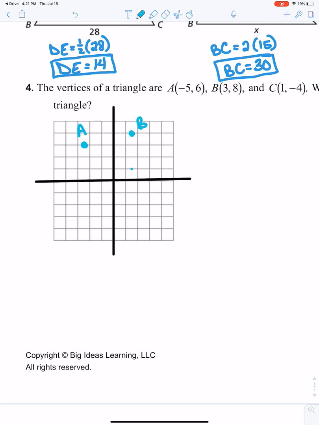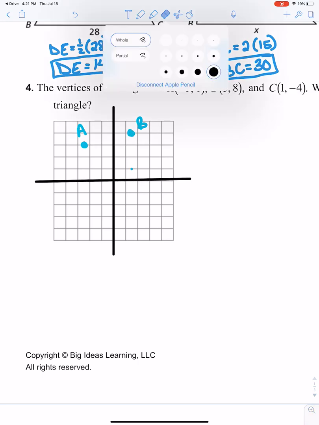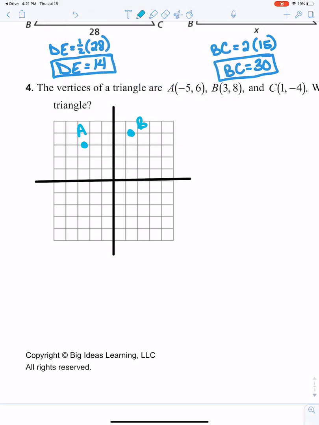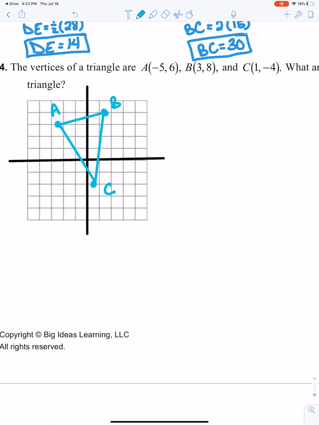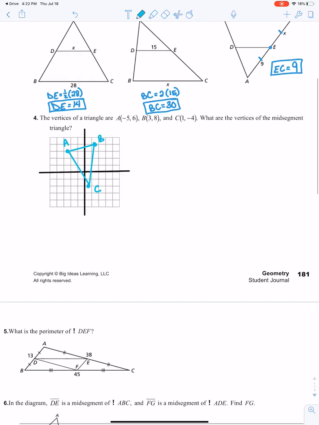3, 8. Let's make this eraser a little smaller. And then point C is at positive 1, -4. So our triangle is looking something like this. Okay, so that's our triangle. They want us to find the vertices of the mid-segment triangle.